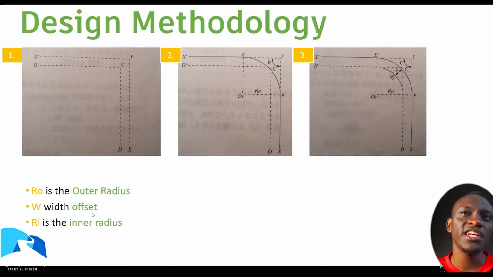The width offset is a value found in a number of manuals. There are values that you can use, and I'm going to share something with you as a quick start in regards to the values, so I'm going to highlight the table. Once you offset that width, you obtain the inner radius, which is RI. That's the inner radius I showed you in the image.